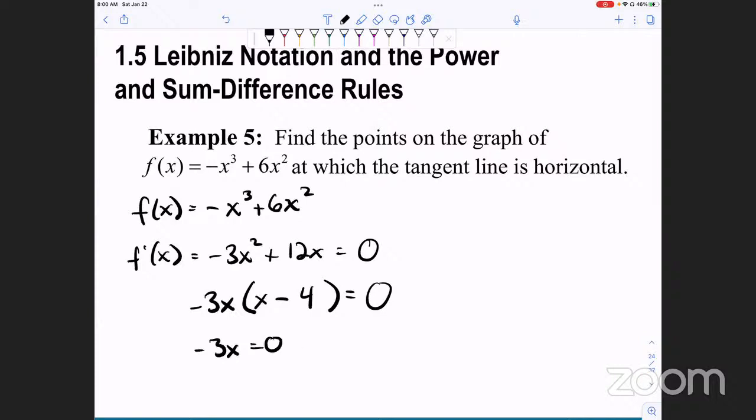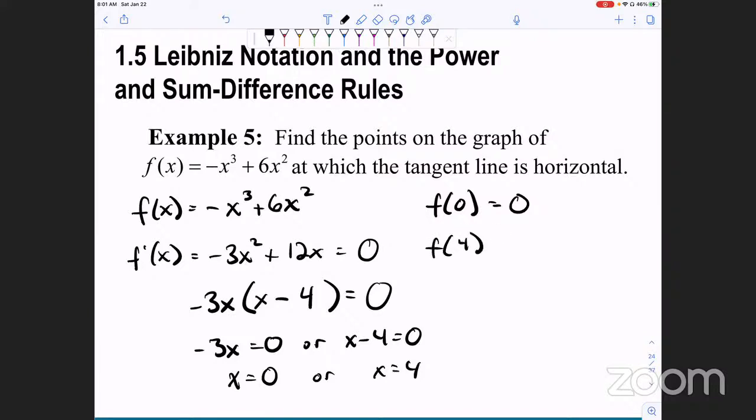So -3x, we're going to set that equal to 0, and we're also going to say x minus 4 equals 0. So from the first one, you divide both sides by -3, x equals 0, or x equals 4, right? So these are the x values where the tangent line intersecting these points on the graph should be horizontal, should be flat, right? Should be horizontal. So we just need to go back and find the corresponding y from the original. So when x is 0, the corresponding y is 0.